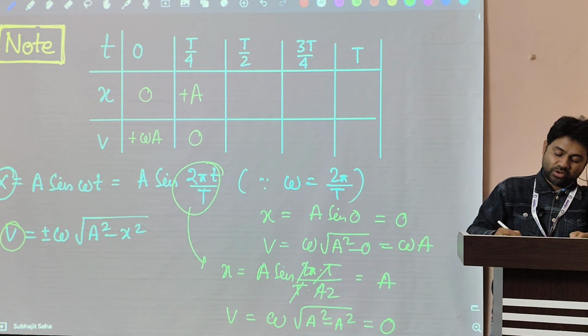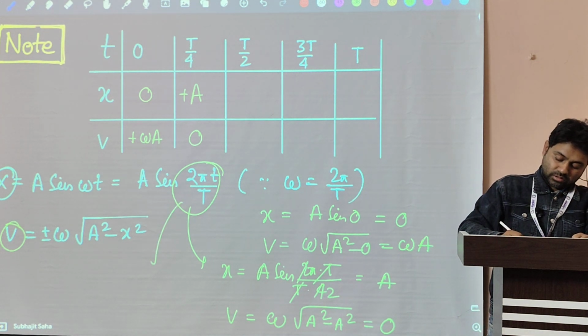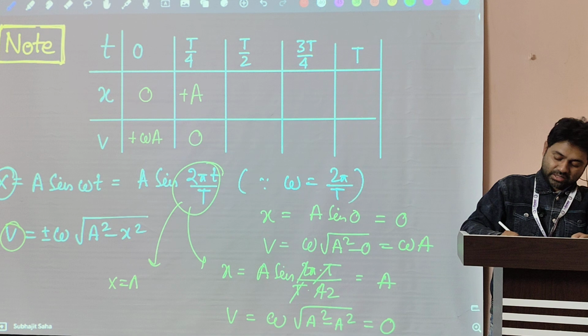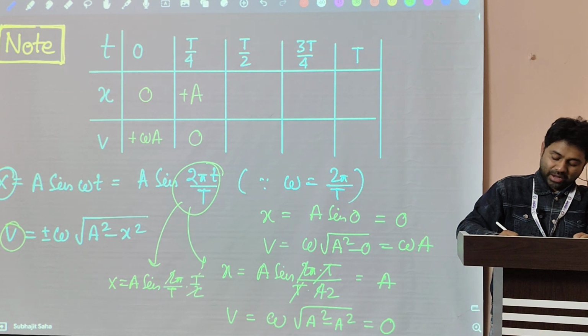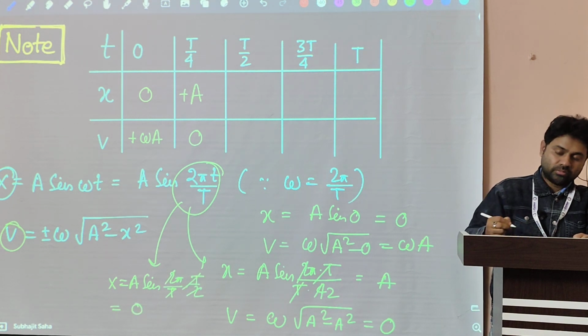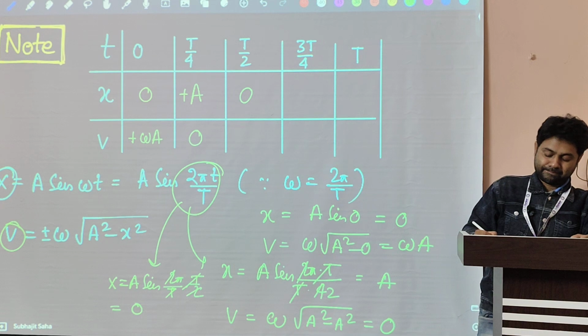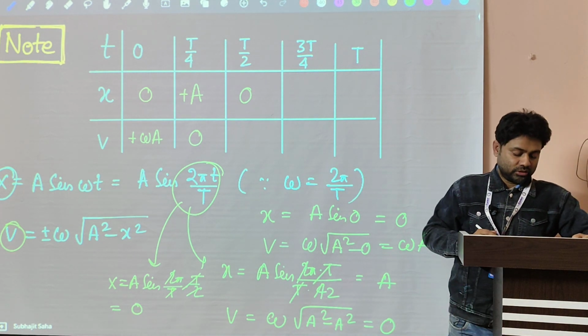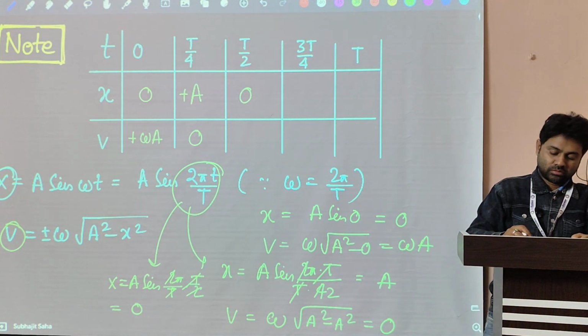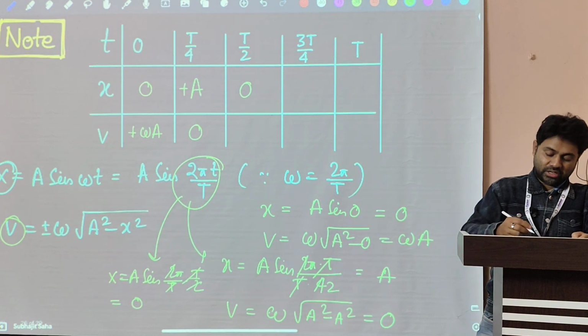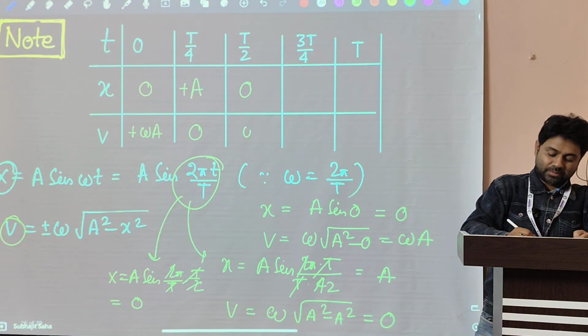Again put t equal to T by 2 here. So a sin 2 pi by capital T into small t, which means T by 2. Sin pi is 0, so the displacement is 0. Now the velocity, it's again omega a, but this time the velocity would be negative.